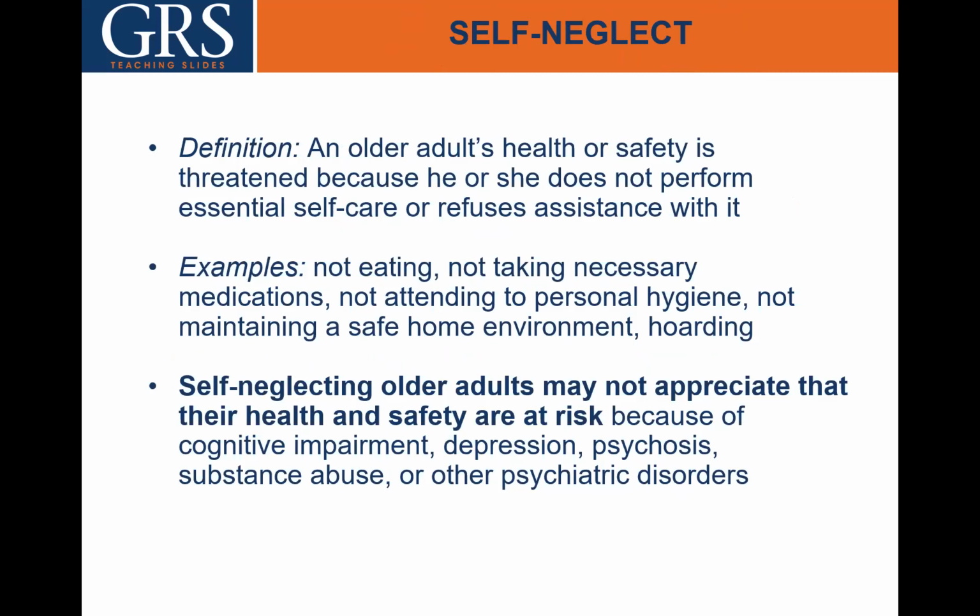So for self-neglect, the definition is that an older adult's health or safety is threatened because he or she doesn't perform essential self-care or refuses assistance with it. In other words, the older adult doesn't want to take care of themselves, or they are unaware of the importance of taking care of themselves. Examples include not eating, not taking necessary medications, or not maintaining a safe home environment.